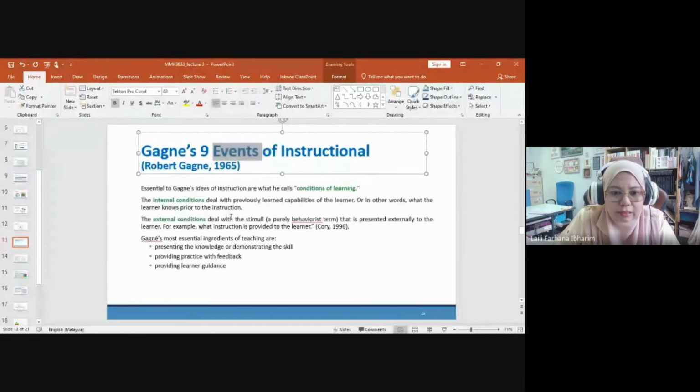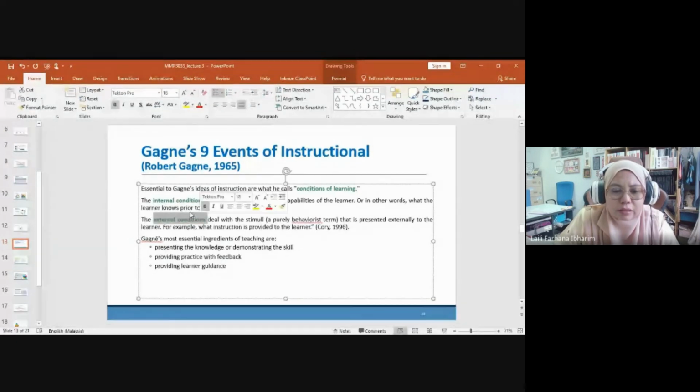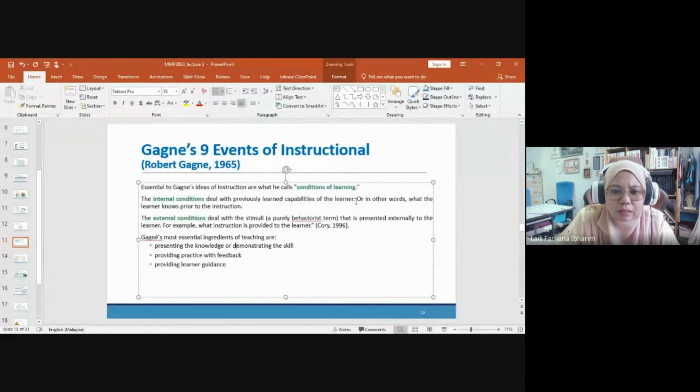Okay, so the internal condition here. When he talks about the conditions of learning, he divides it into the internal condition and the external conditions. The internal condition deals with previously learned capabilities of the learner, or in other words, what the learners know prior to the instruction. That means the knowledge that students have before this. Okay, the already knowledge. That means pengetahuan sedia ada.